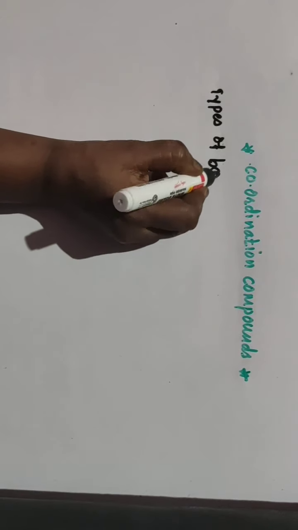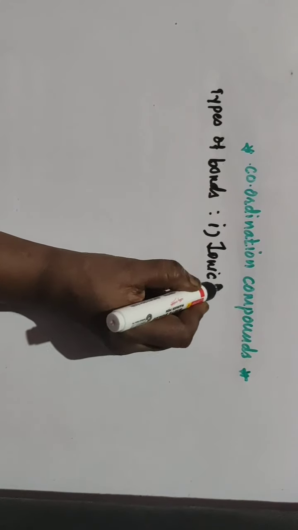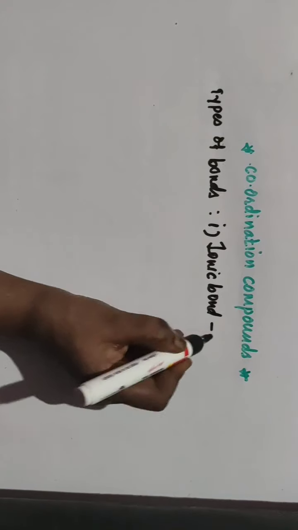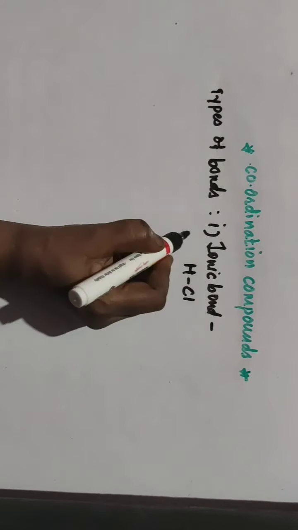Types of bonds. First is your ionic bond. In ionic bond, there is an electrostatic force of attraction in between two atoms. You can take the example of HCl, where one atom is having more electronegativity than the other. Wherever there is an electronegativity difference between two atoms, the two poles are separated. That means the molecule is a polar molecule. There is a separation of the charges, and so the two atoms are joined together by electrostatic force of attraction due to electronegativity difference. In that case, the bond is ionic bond.